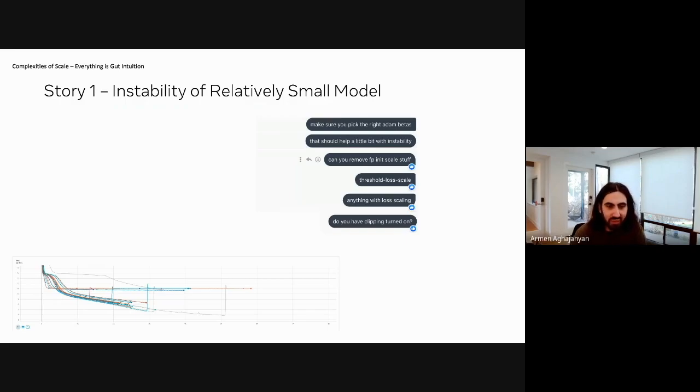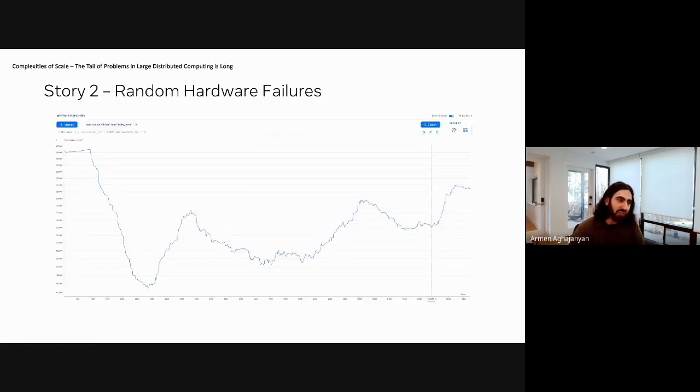Everything is kind of based off of this gut feeling, right? And then there are even harder problems to solve in distributed computing, or when you're working with a lot of nodes, where one node failure can cause cascading effects.